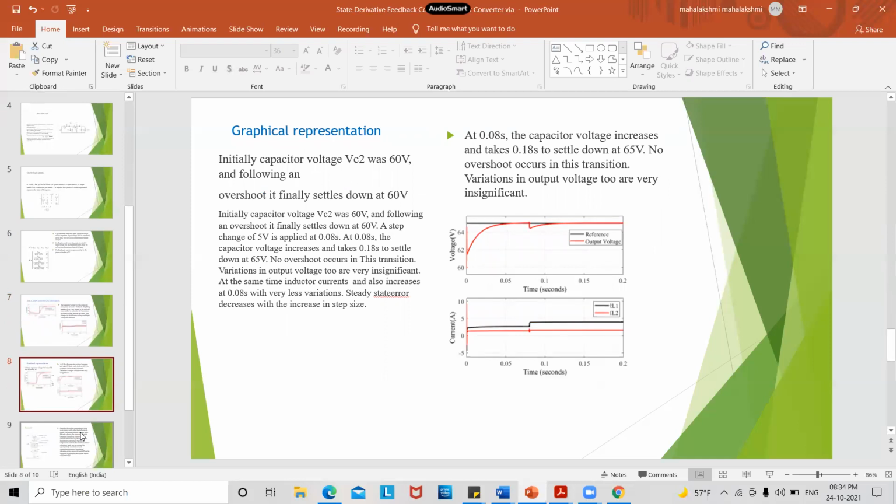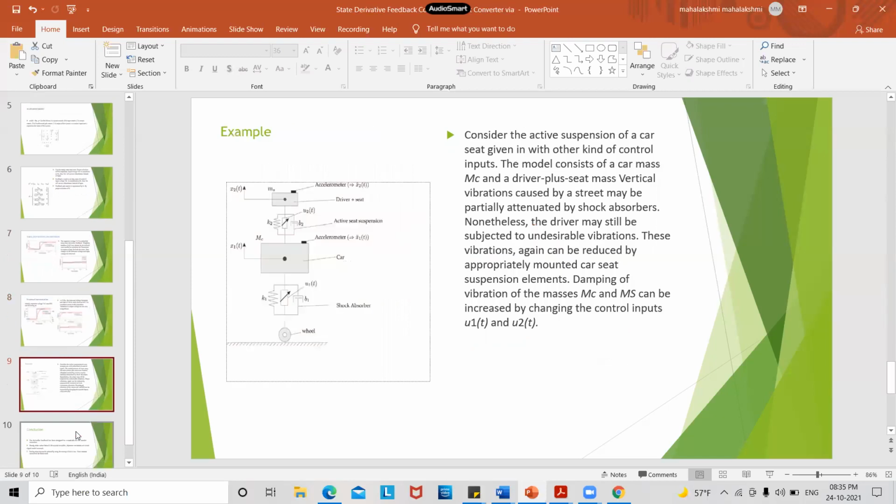We could consider the voltage VC2, like the capacitor has 60 volts, then a step of 5 volts is increased at 0.08 seconds, and the transition varies here. You could see in the slide, if it hits here at 662 and goes in the steady state way, it takes normally 0.8 seconds with a ratio of 5 volts, I mean, a significant difference. And I'm handing you over to Gautam for the example.